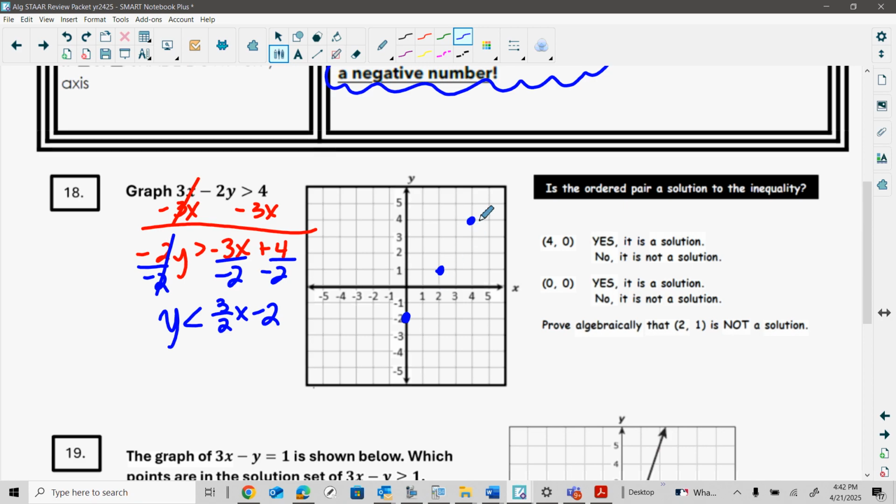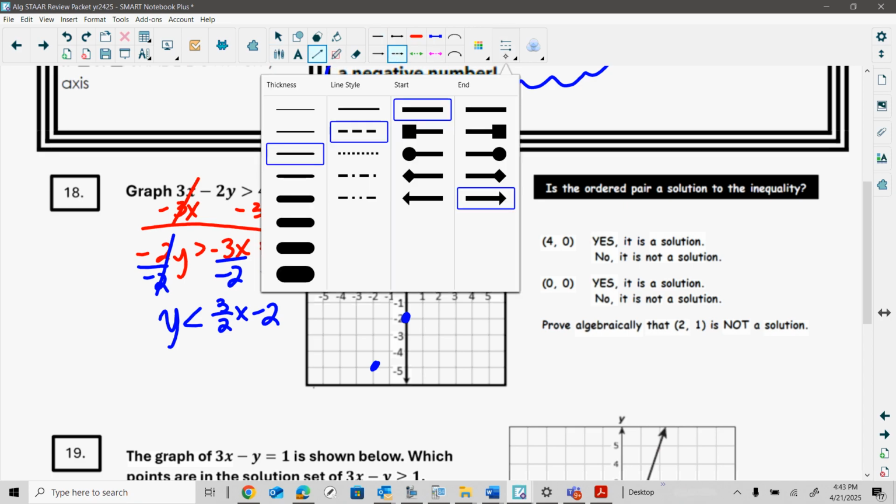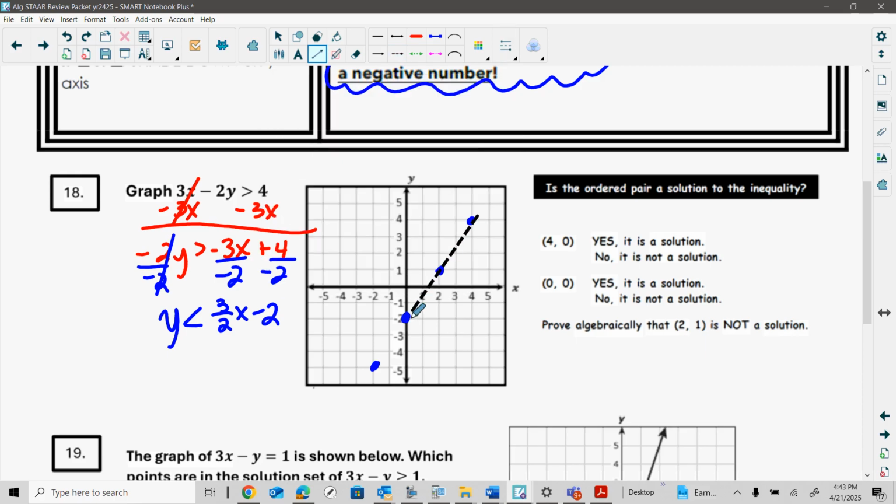Okay. Ran out of room. I can now go down 3, to the left 2, 1, 2. And because this is just less than, our line is going to be a dashed line. So if I take this off, draw an example right there. Or you can, if you want to, add your little dashes in between the points like such.